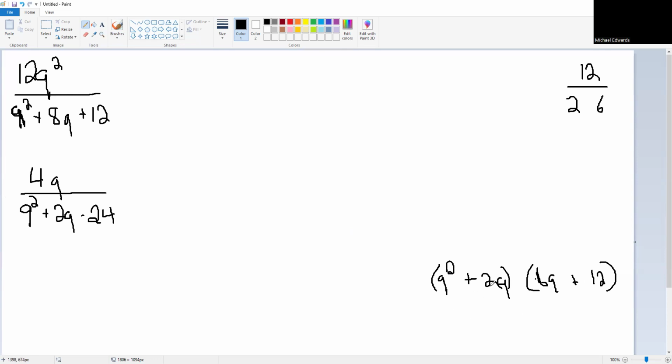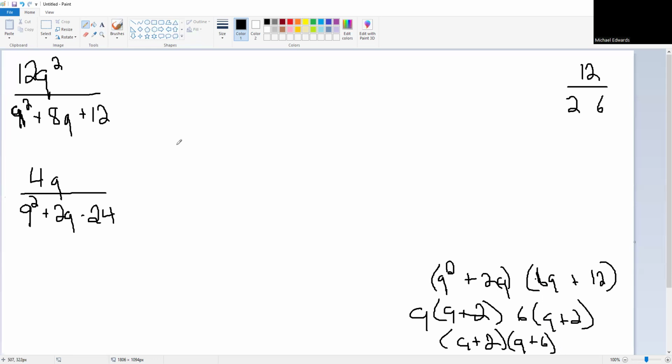Let's pull out our common ones. Here we have a q, and this is a q plus 2. And here we have a 6, and that's a q plus 2. So it would be q plus 2 and q plus 6.